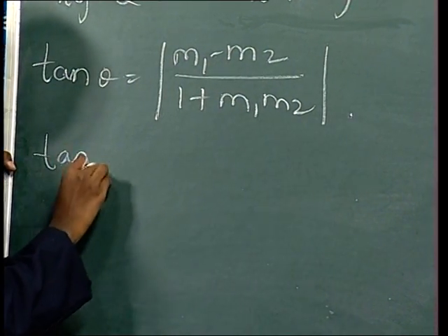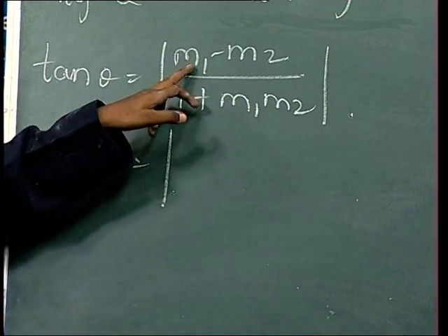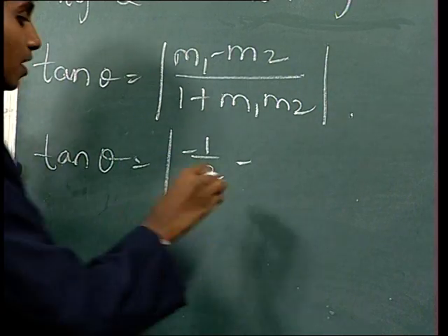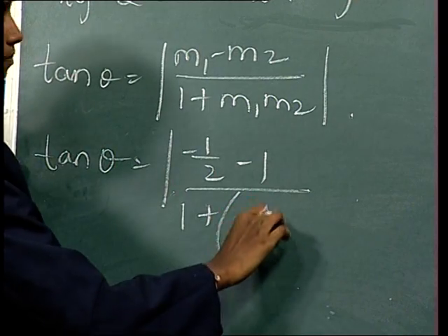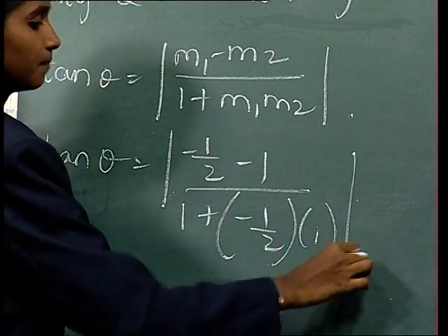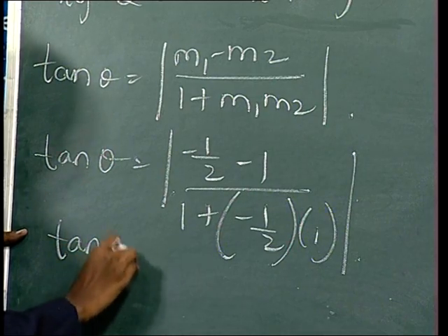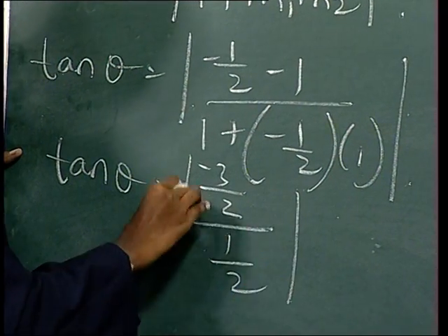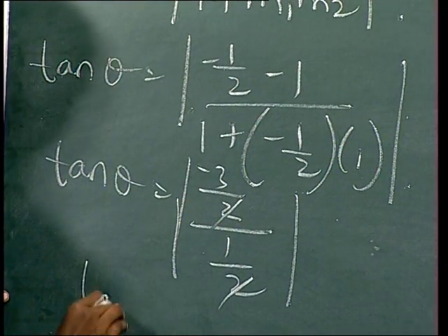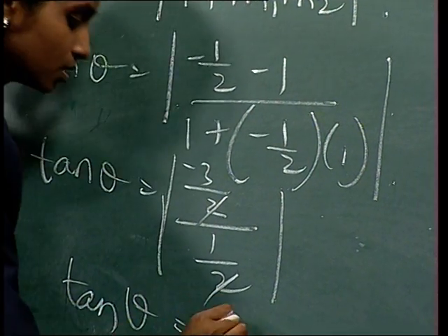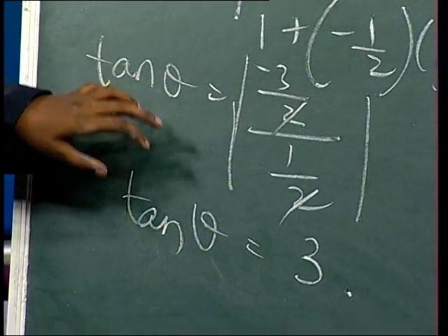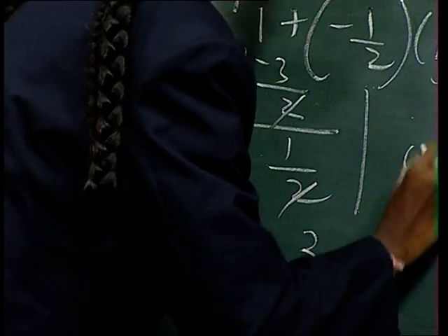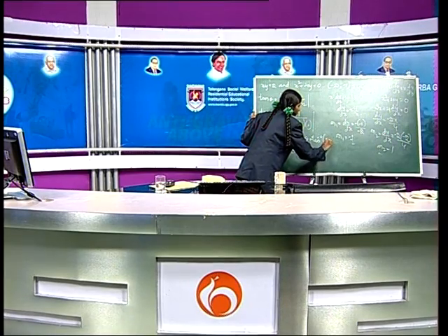So, tan theta = |(-1/2 - 1)/(1 + (-1/2)(1))|. So it becomes tan theta = |(-3/2)/(1/2)|. By cancelling 2 we can write tan theta = 3, and by taking out the modulus we get the positive value, that is tan theta = 3. So, theta = tan inverse 3.